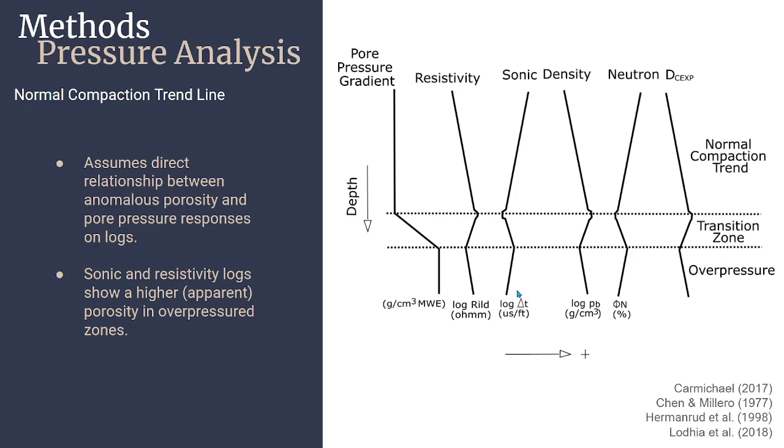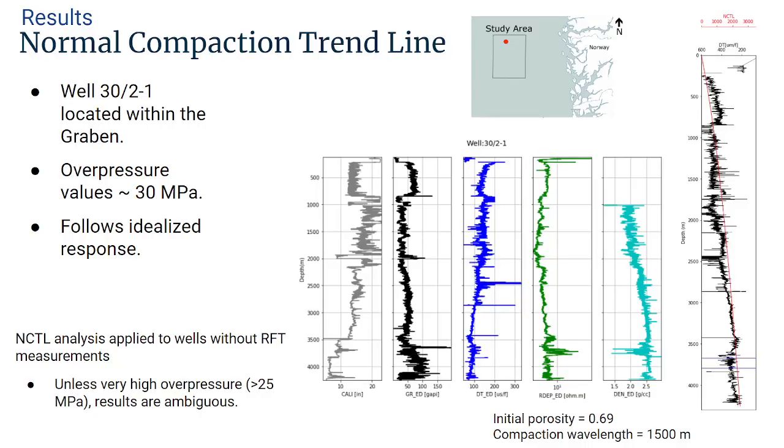Results from the normal compaction trend line analysis for well 32-1 is shown here. Wireline logs include the caliper, gamma ray, sonic, resistivity, and density log. The sonic log is also shown here, with the normal compaction trend line plotted over it in red. These blue lines indicate the top Brent and top Dunlin horizons as they occur in this well.